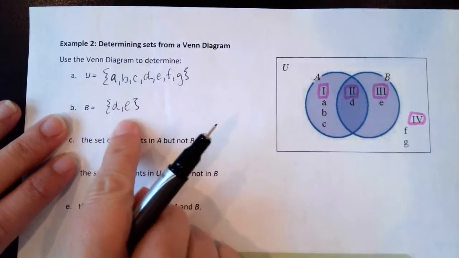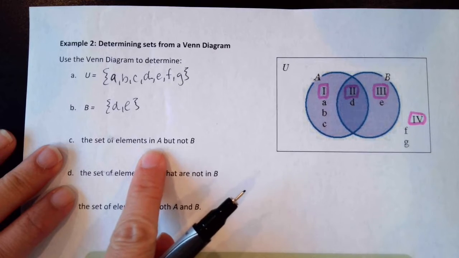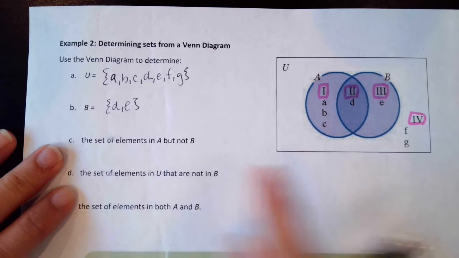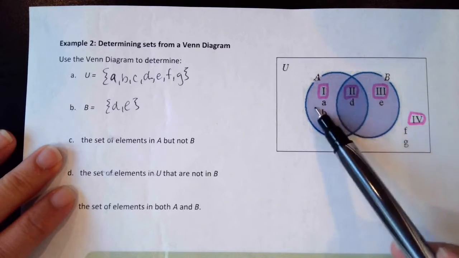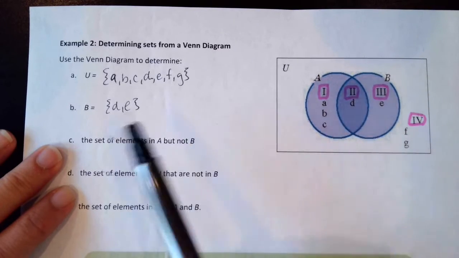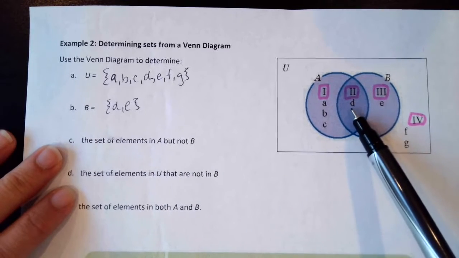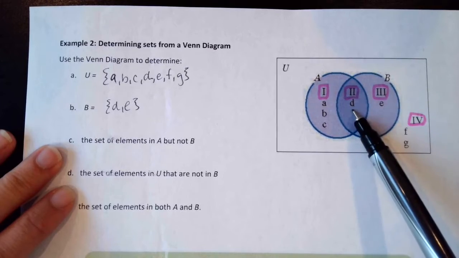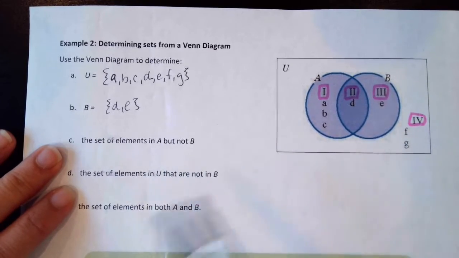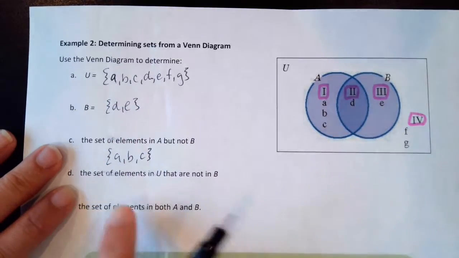So set B only has two elements in it. Now I need the set of elements in A, but not in B. If I look at everything that's in A, everything in this circle, it's A, B, C, and D. But I only want the elements that are in A but not in B. So I don't want this one right now because it's also in B. D is sitting in the A circle and it's sitting in the B circle, and I don't want it for this problem. So I just want A, B, and C.